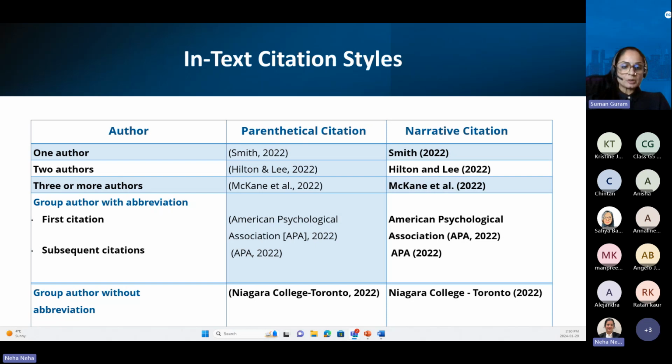Now, for subsequent citations, we only have to refer to the American Psychological Association as APA so that we don't have to keep repeating the long name. Now, for an organization without a shorter name, for example, here we have Niagara College Toronto, we would just spell out the name and then separate it by comma and then include the year.